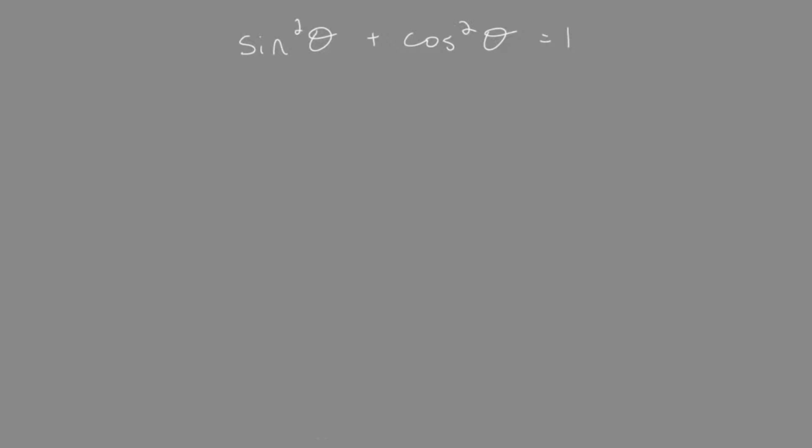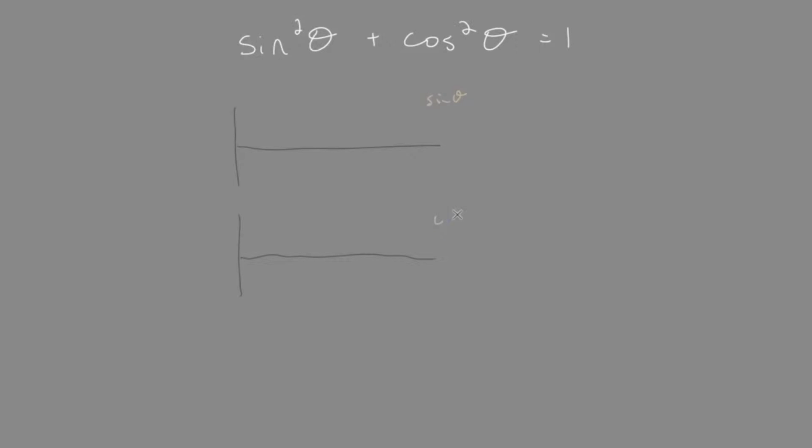We all know this identity, but why is it equal to 1? Let's try and figure out why. So we know the graph of sine theta and the graph of cos theta. So we'll do some sketches of those.